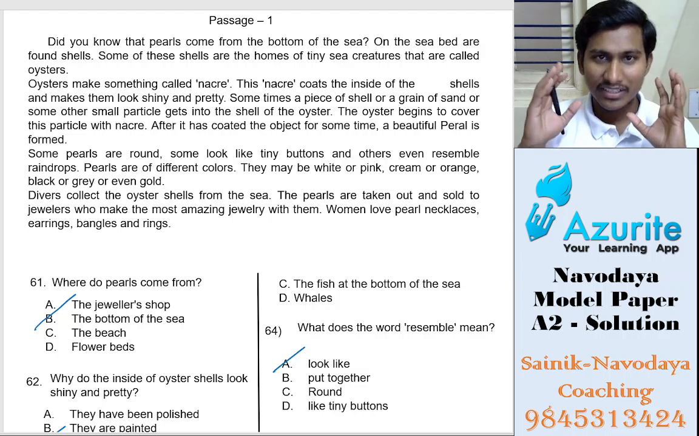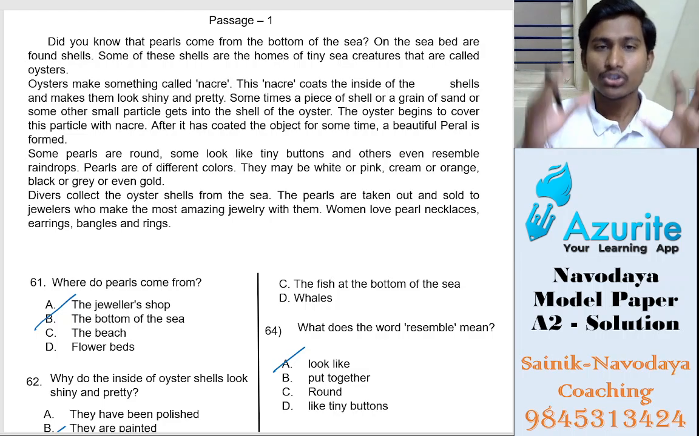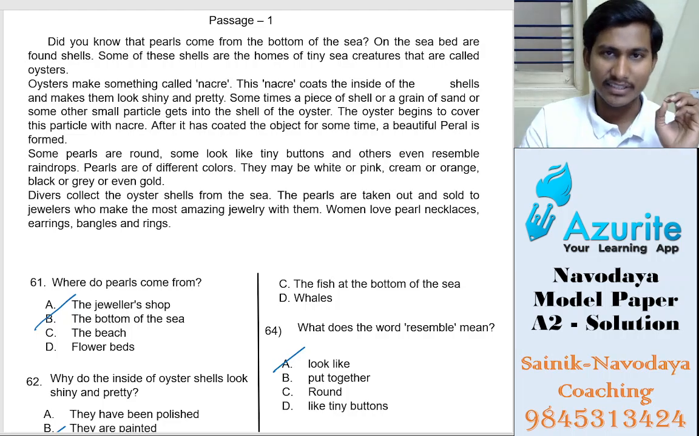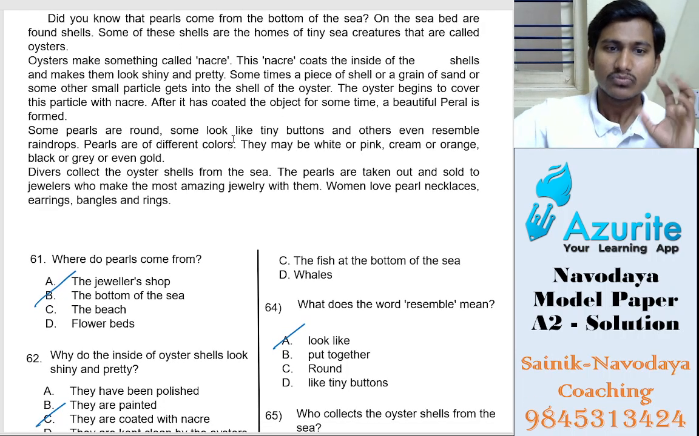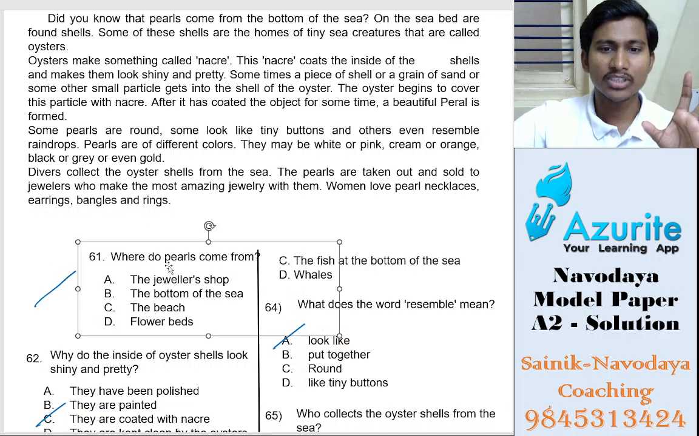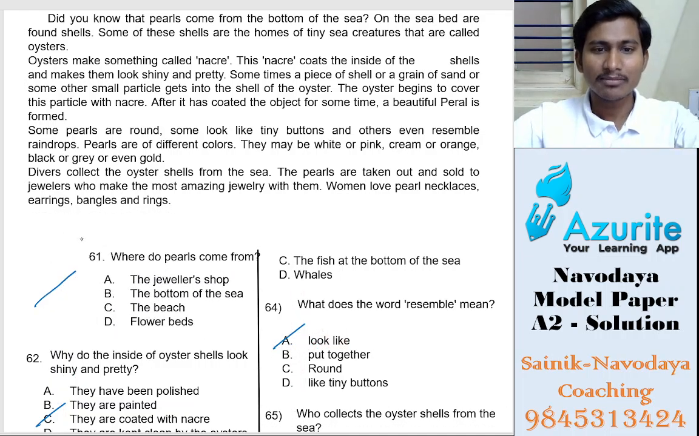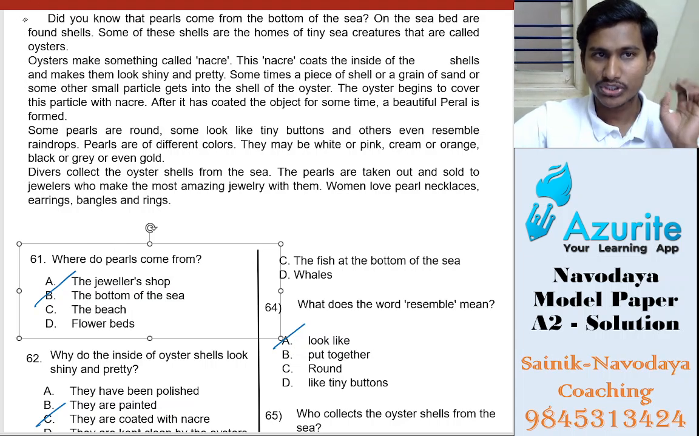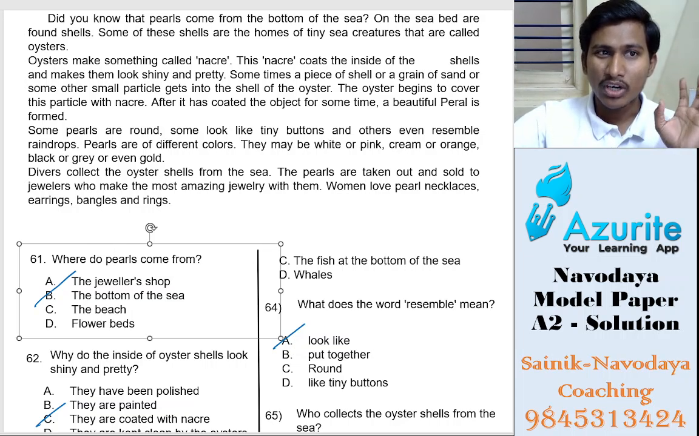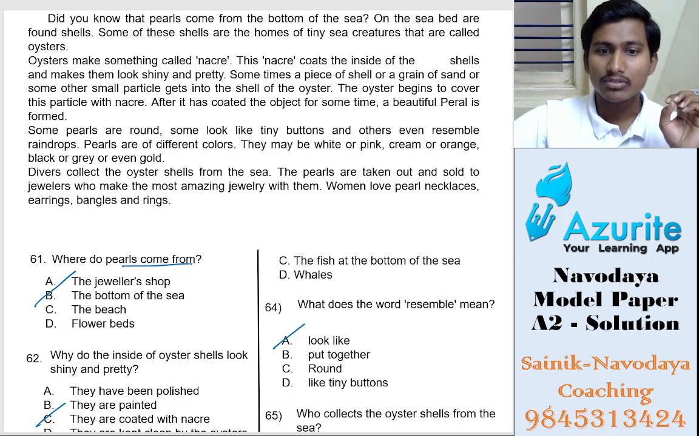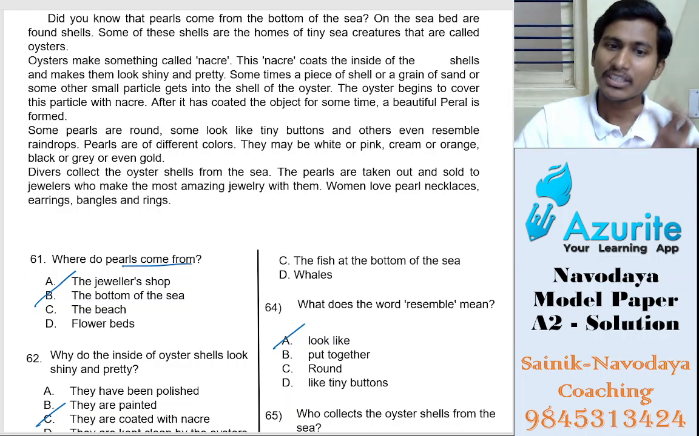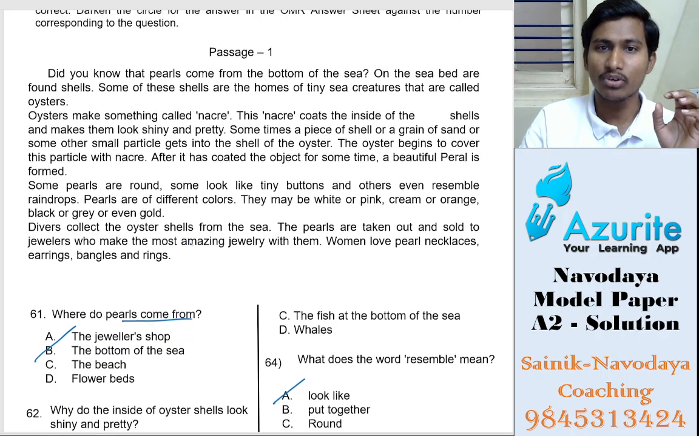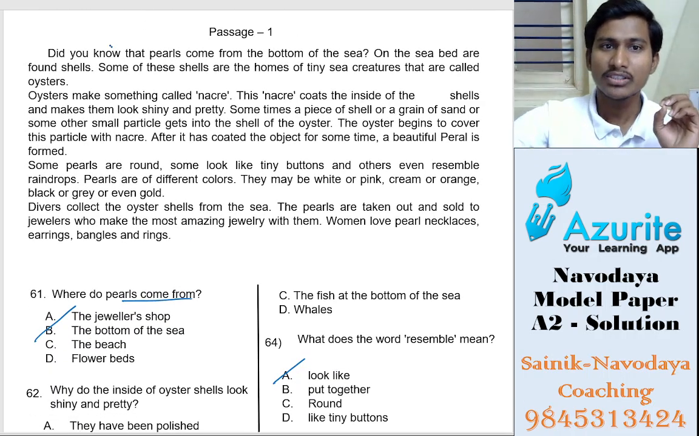As much as possible, read the question and try to find the answer. That will be easy. So, where do pearls come from? That is the question, so you know what you have to find. Read the question first and then read the passage. Where do pearls come from? So read the question, and now the passage.